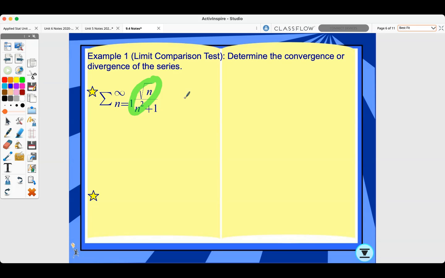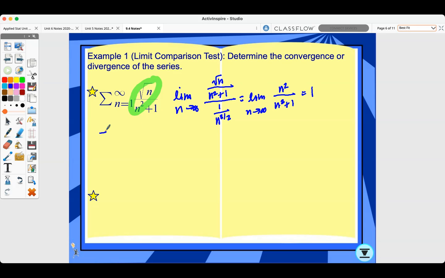So we would take the limit as n approaches infinity of the square root of n all over n squared plus 1, all divided by 1 over n to the 3 halves. And n to the 3 halves, we know, is a p series. So keep that in mind. And when we go ahead and do this, we would get the limit as n approaches infinity of, you multiply by the reciprocal, and you end up getting n squared over n squared plus 1, which equals 1.